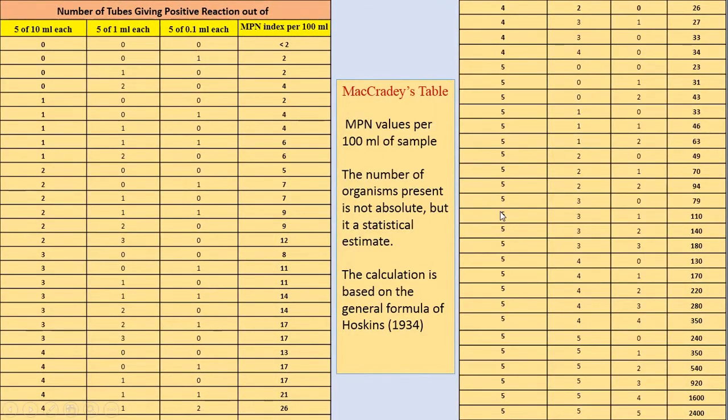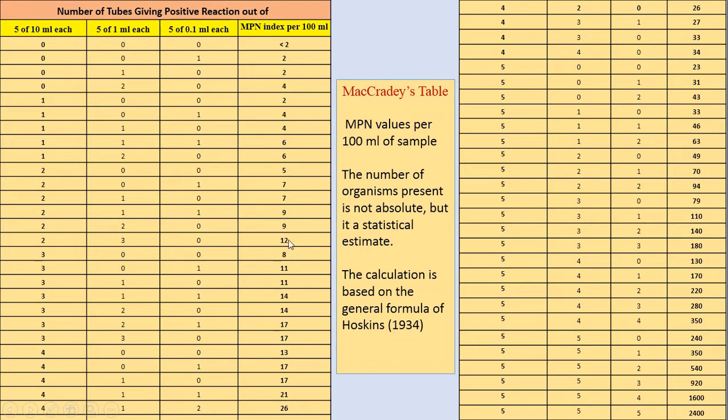It indicates MPN values per 100 ml of the water sample. This table is designed by considering the inoculation of 5 tubes of double strength medium with 10 ml of the water sample, 5 tubes of single strength medium with 1 ml of the water sample, and 5 tubes of single strength medium again with 0.1 ml of the water sample. On the basis of number of positive tubes in each of the row, the MPN value can be determined.